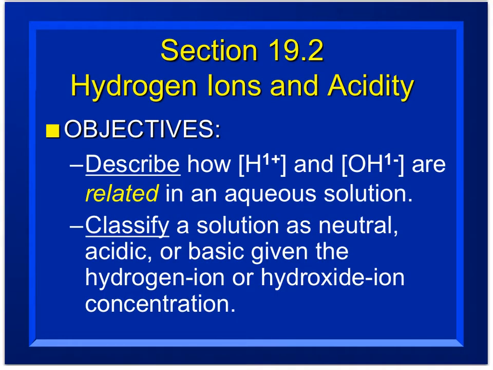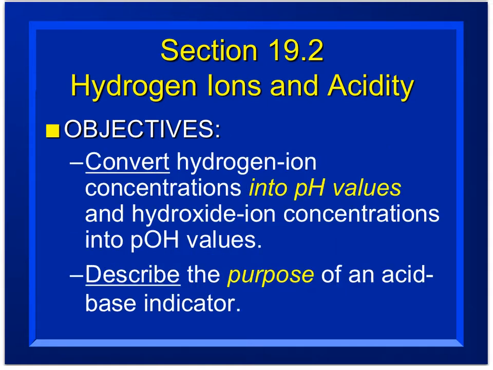So more specific objectives here are to describe how the concentration of hydrogen ions and hydroxide ions are related in an aqueous solution. We also need to classify a solution as neutral, acidic, or basic given the hydrogen ion or hydroxide ion concentrations. And we're going to be able to do that using the math. So we're going to be converting hydrogen ion concentrations into pH values and hydroxide ion concentrations into pOH values. And we also need to describe the purpose of acid-base indicators.